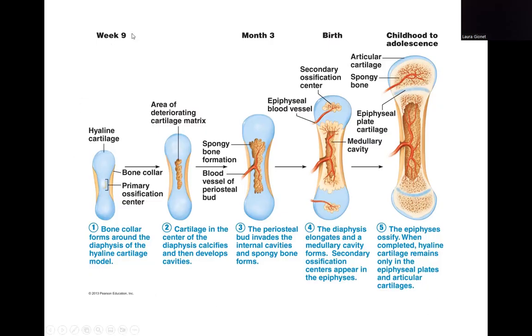And this starts here. Look at the headings in black at the top. Week 9 of embryological development. Month 3, birth, childhood to adolescence. And so this process continues well on into life.